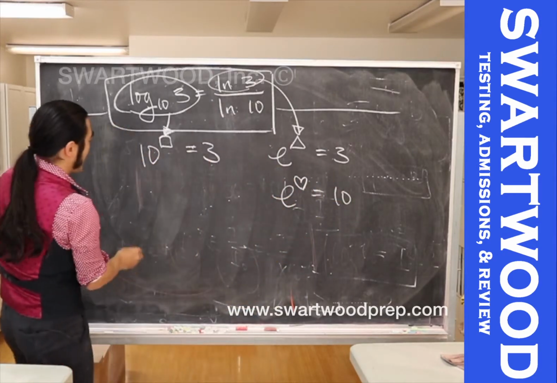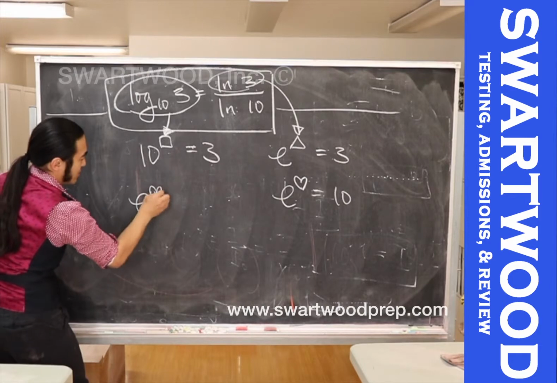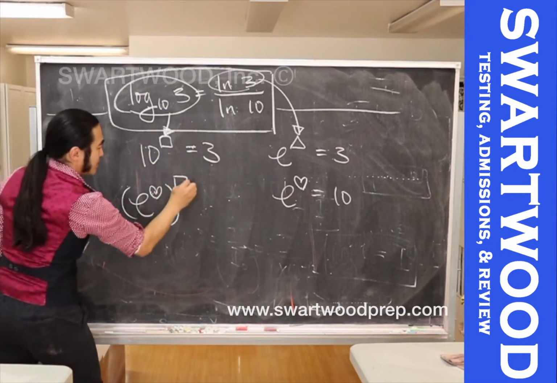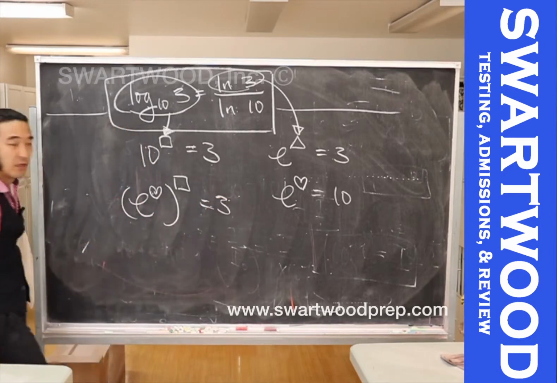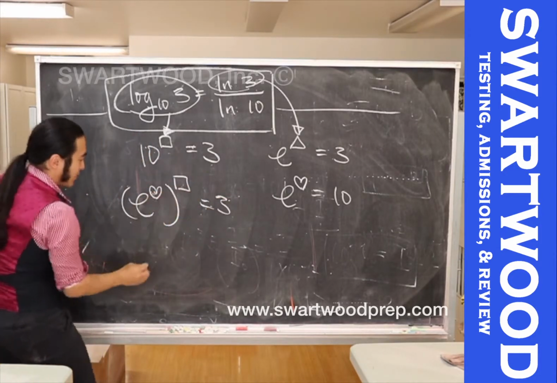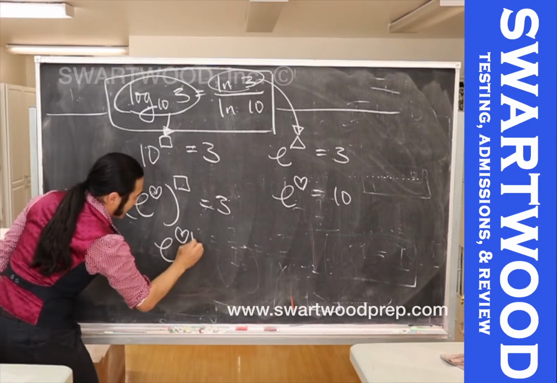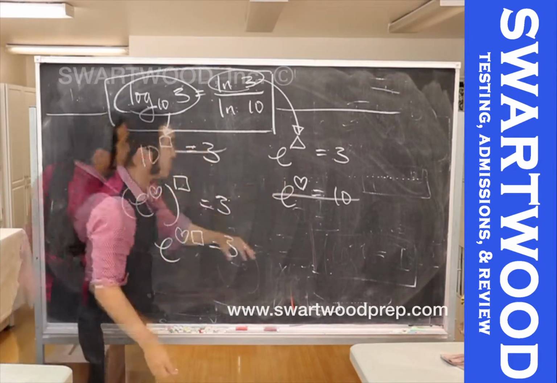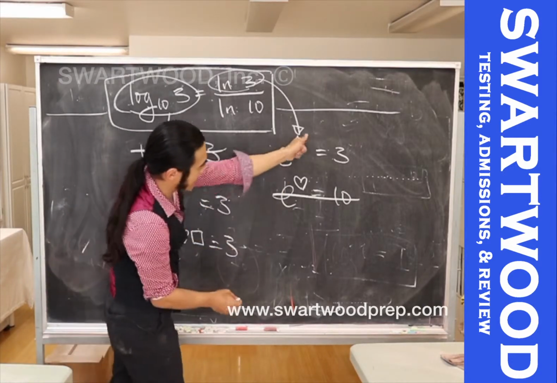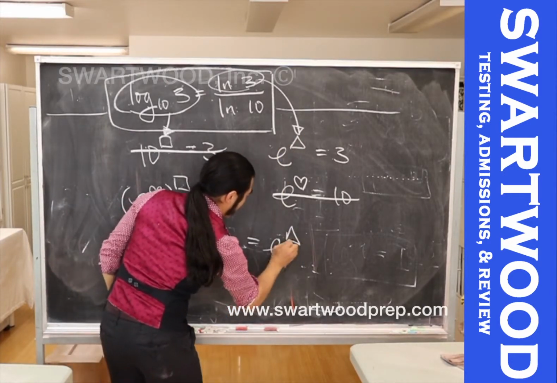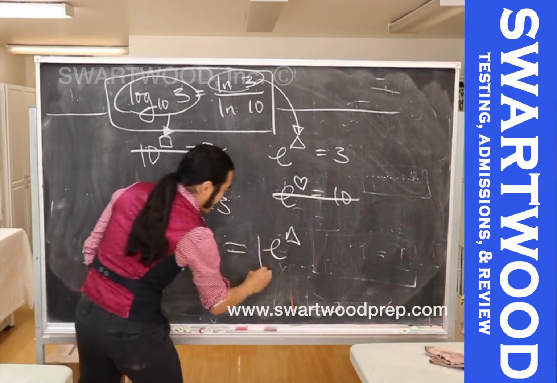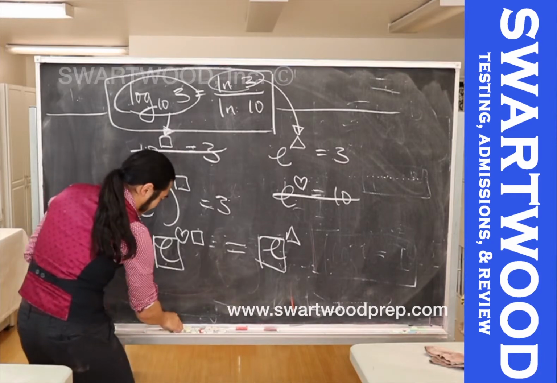So I'm just going to come back here and write this as e to the heart, which is 10, right? By our setup here, raised to the square is going to be 3. Okay, so far so good. You know that when you raise this guy to a power, you're going to multiply the exponents. So it's e to the heart times square is equal to 3. So we've used this guy and this guy. But now look at this thing. 3 is e to the triangle. So I'm going to write that here, e to the triangle. Okay? And it's not that unbelievable that since the bases are the same, the exponents here must be the same.